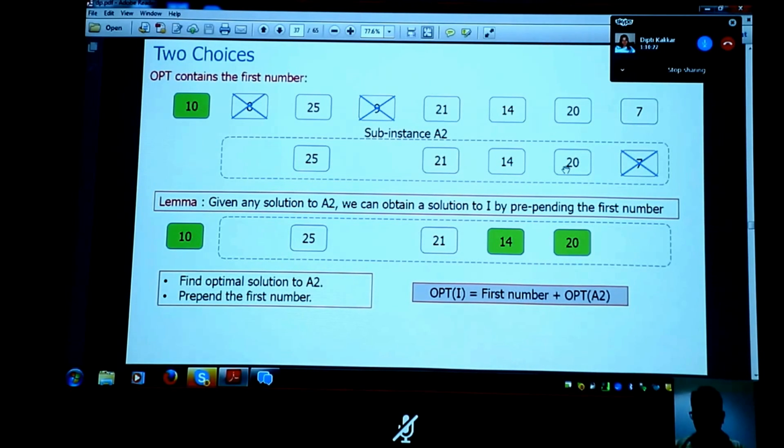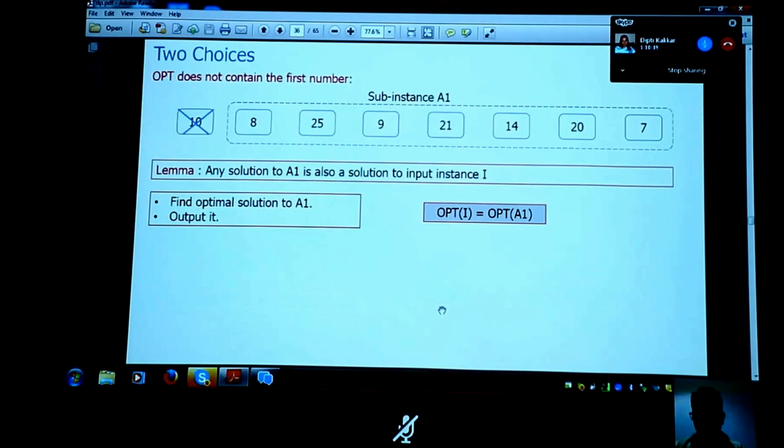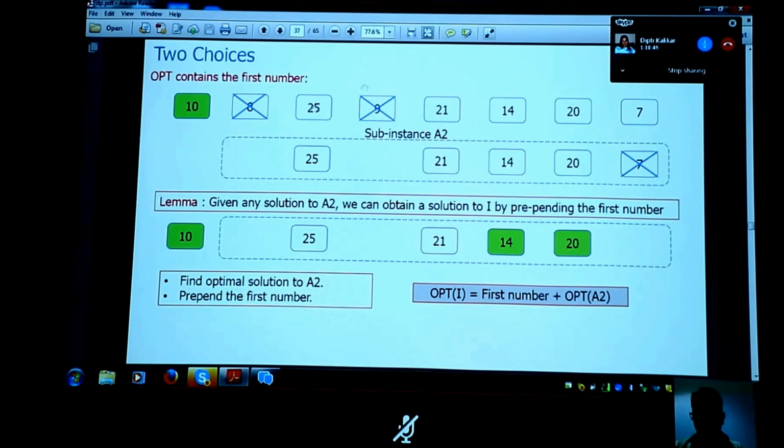Now, once you do it, the optimal for the original instance is, you can add the first number to it. That's the advantage, right? Because you picked that opt and then you went in, you find the solution to this thing, you can add your 10 to it, right? The first number plus opt of A2. So what is the difference? In this case, you don't kill anybody, that is good, but you don't get to add the 10. Whereas here, if you decide to pick 10, you have killed a lot of people, but you get to add the 10. So those are the two choices.